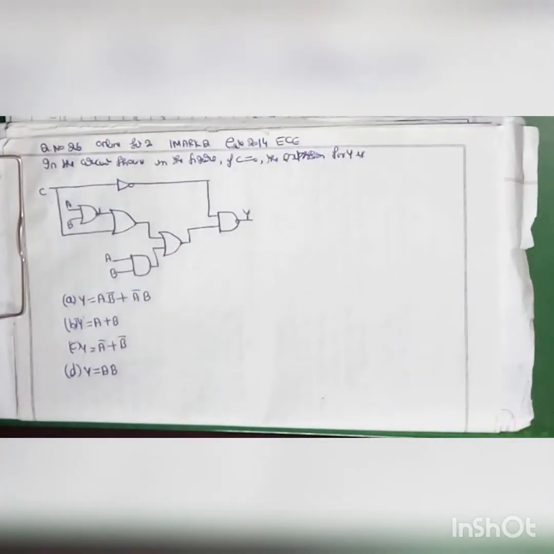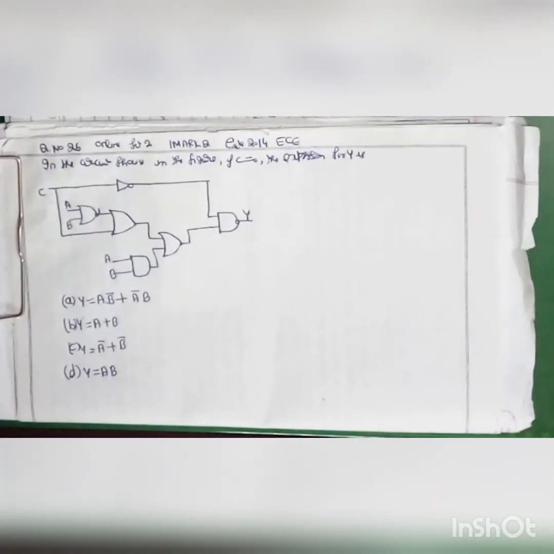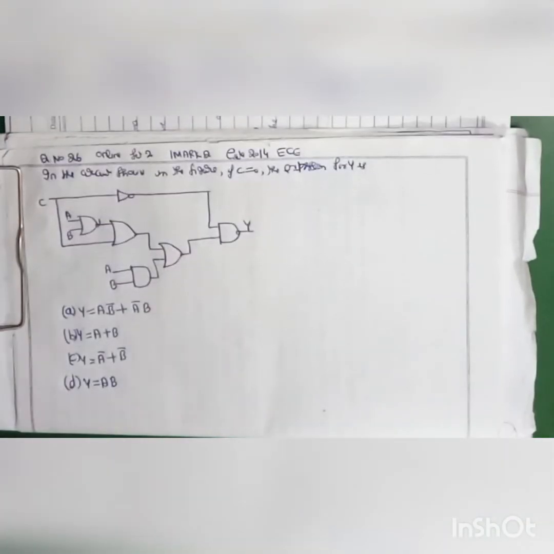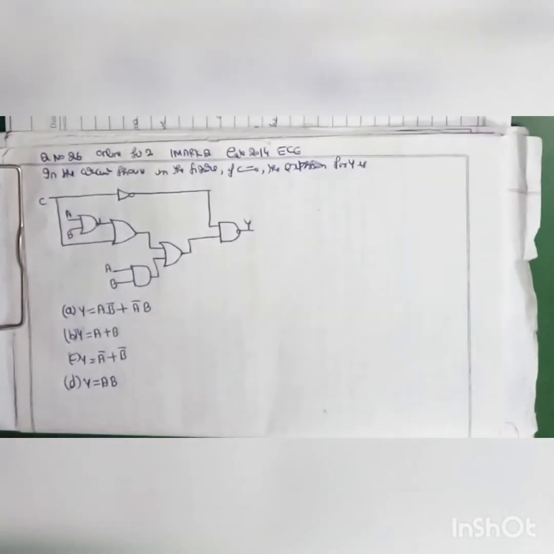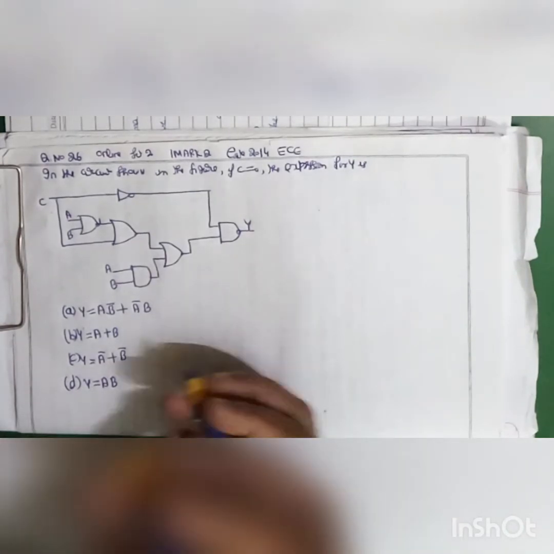Hello, this is a 1 mark question. This was question number 26 of online set 2 GATE 2014 EC. In the circuit shown below, if C is equal to 0, we have to find the expression for Y.